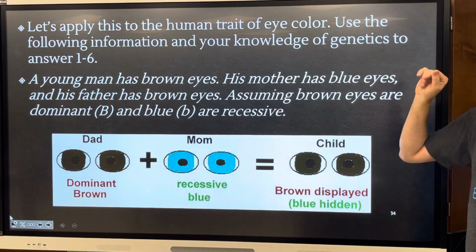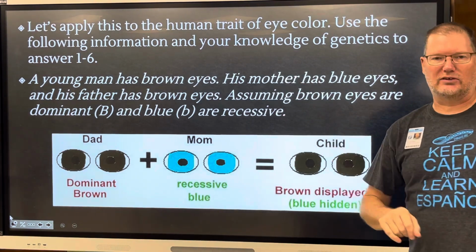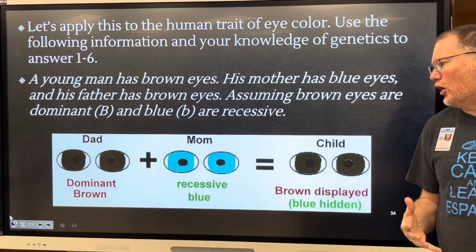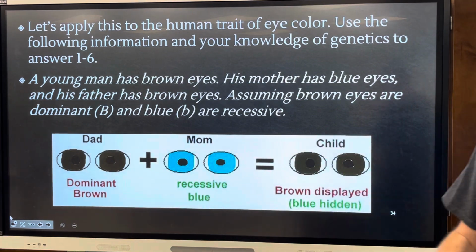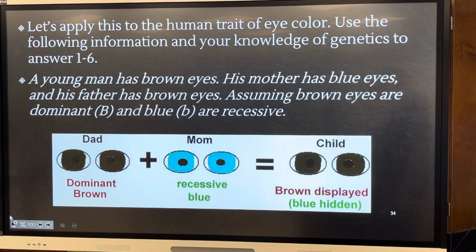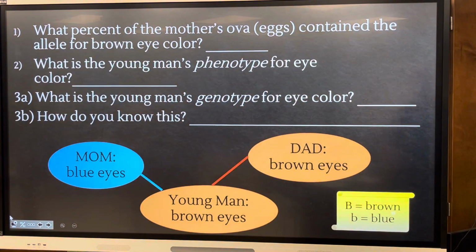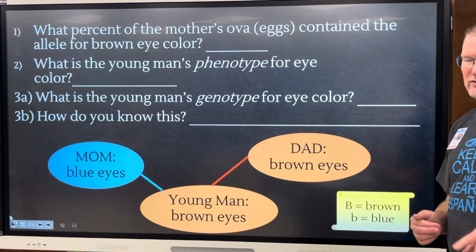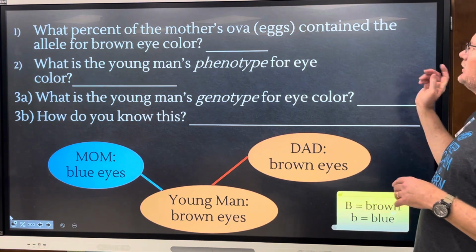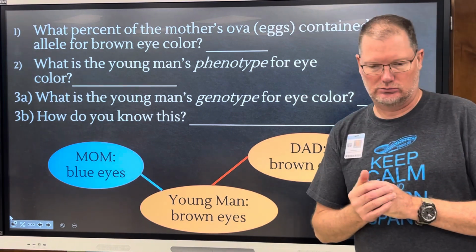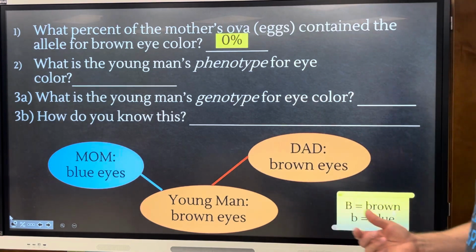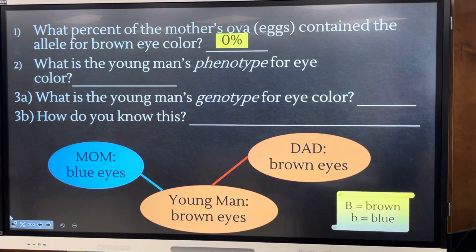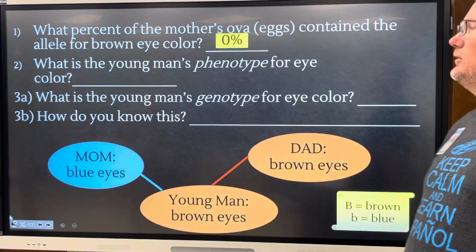Assuming brown eyes are dominant and blue eyes are recessive. We don't have to assume. They are, okay? So you got dad, mom, and child. I put this in your notes. You can color the eyes if you want to, okay? So we're going to answer some questions about this scenario. What percent of the mother's eggs, ova, contain the allele for brown eye color? Remember, she is recessive for blue eyes. None, exactly. 0. If she had 1, she'd be brown-eyed, because it's dominant, right?